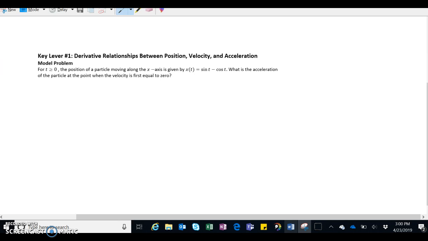Our first key lever just involves the relationship between position, velocity, and acceleration. So that's nothing new. We know our stairs for physics are P, V, and A, and every time we go down a step, we take a derivative. So in this first problem, we've got the position of a particle given by this function, sine minus cosine, and we want to find the acceleration of the particle at the point when the velocity is first equal to 0. So my position function, typically denoted as x of t, is the difference between our sine function and our cosine function.